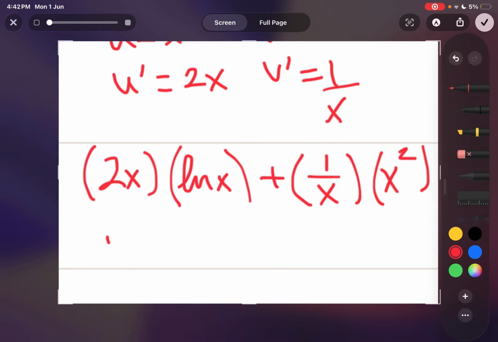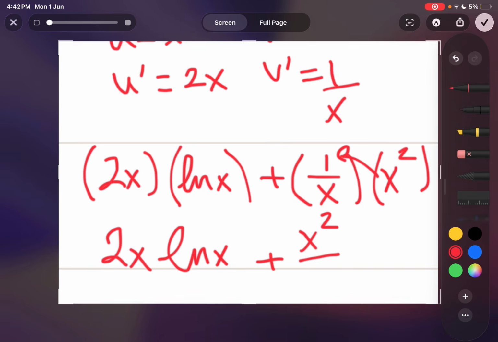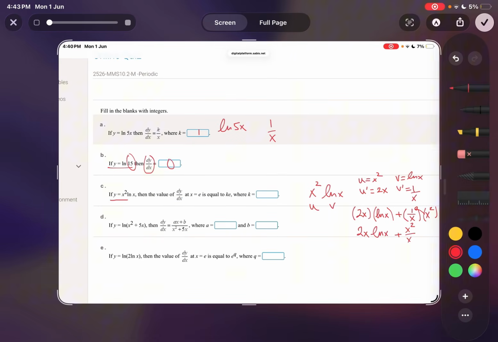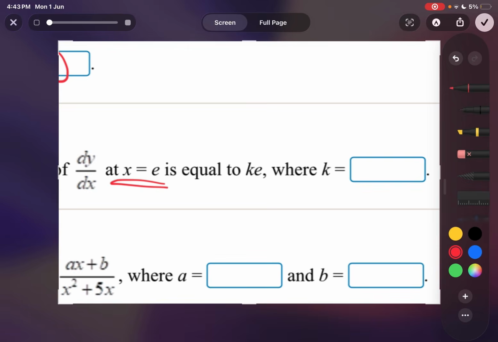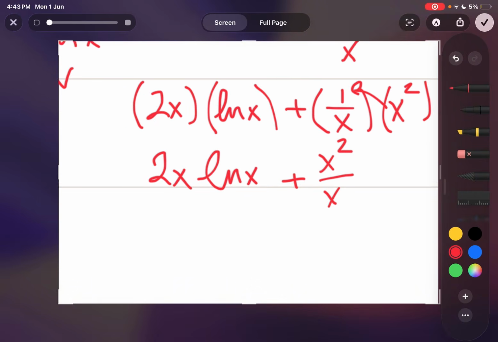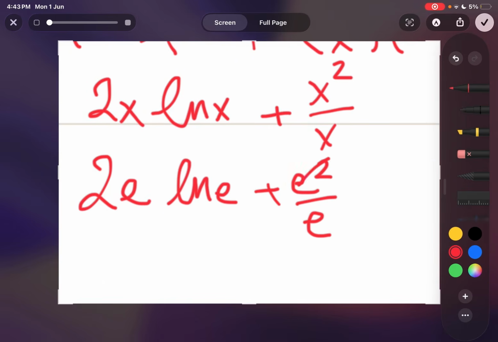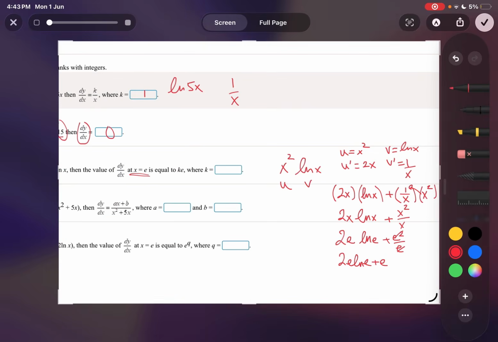Then it will become 2x ln x plus x squared over x. Here they said x is equal to e, so now just replace x with e. It will be 2e ln e plus e squared over e. Then you can cancel one of them, so now it's 2e ln e plus e.